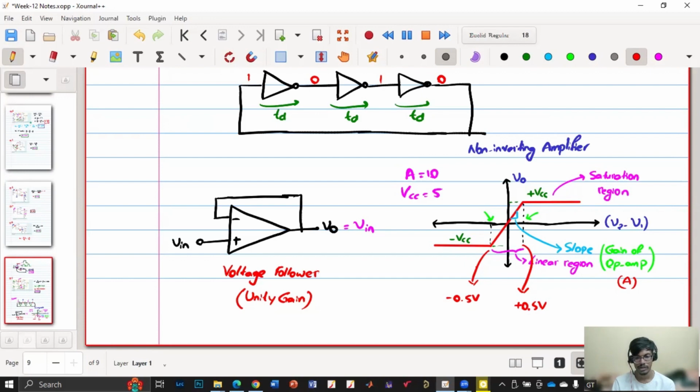Similarly, on the negative side, if input is coming lesser than minus 0.5, it will get saturated to minus VCC.